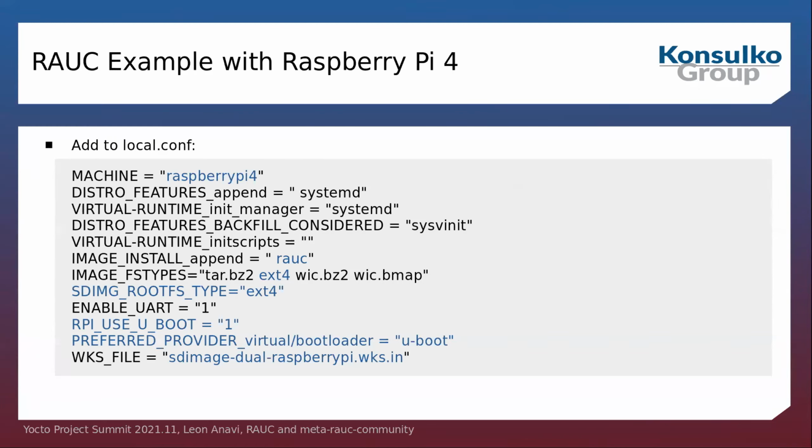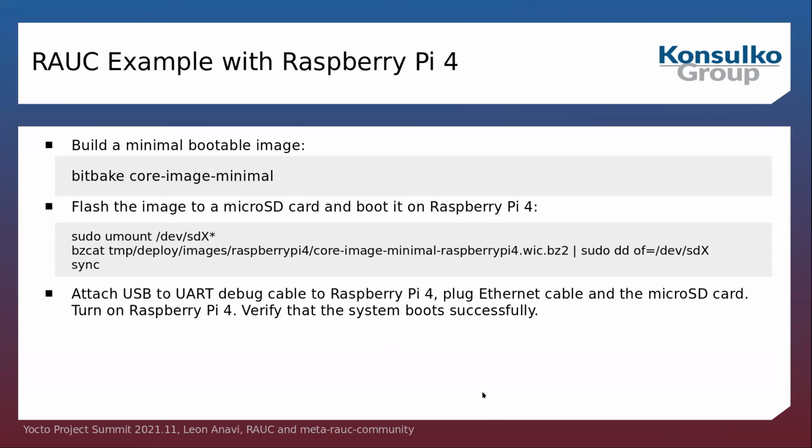meta-raspberrypi is providing the machine definitions for Raspberry Pi 4, of course. We're switching to systemd. We are making sure that RAUC is going to be installed, enabling UART, and we need to make sure we are using a kickstart file, which contains the right partitions, which match the RAUC slots. Once we're ready with this, we just need to build an image, flash it on an SD card, and we're ready to go. Our Raspberry Pi can be turned on, and we'll have RAUC on it.